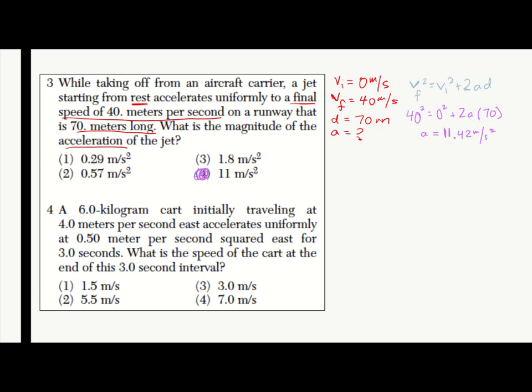Okay, next, number 4. A 6 kilogram cart initially traveling at 4 meters per second east accelerates uniformly at 0.5 meters per second squared east for 3 seconds. What is the speed of the cart at the end of this 3-second interval? So now it's another type of kinematics question, and so we just have to again identify what we're given, figure out the equation, and solve. So VI is 4 meters per second.